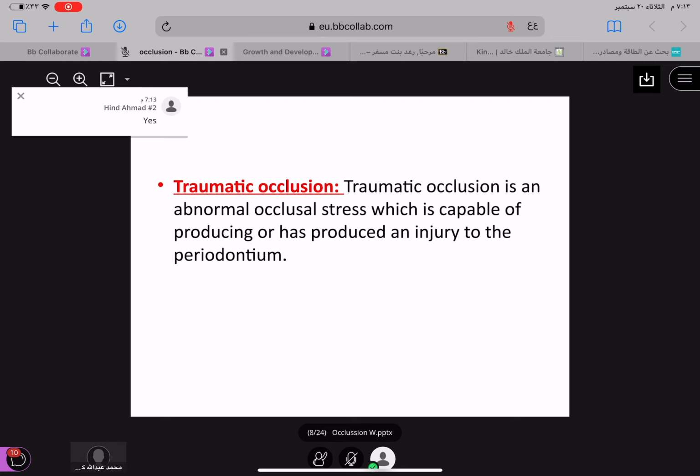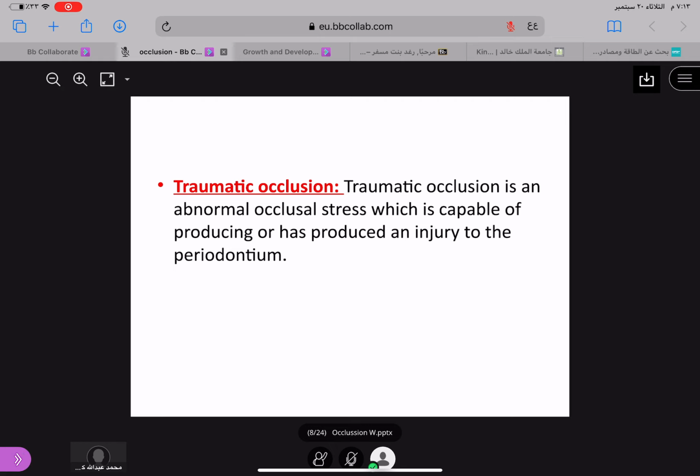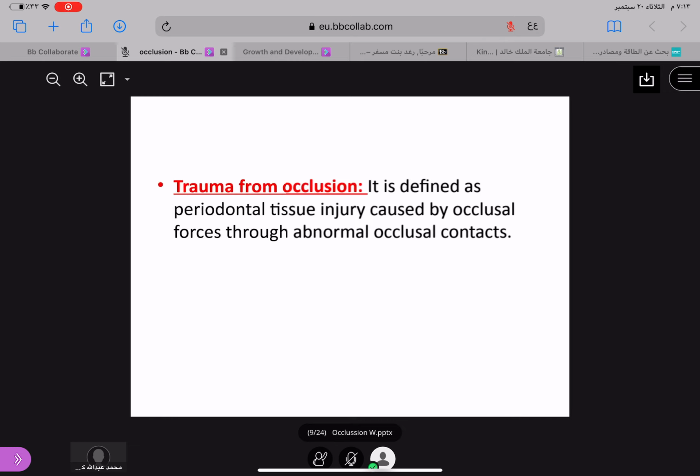The next is traumatic occlusion. Traumatic occlusion is an abnormal occlusion due to abnormal occlusal stresses which is capable of producing or has produced an injury to the periodontium. Trauma from the occlusion is defined as a periodontal tissue injury caused by occlusal forces through abnormal occlusal contacts.